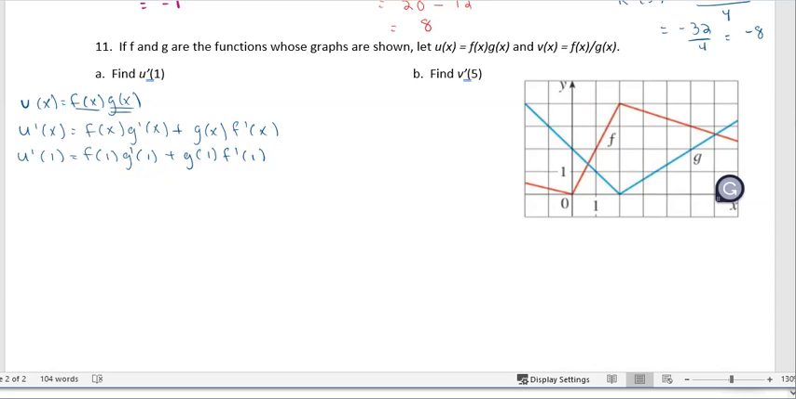So if we're looking at the derivatives, that's the slope, remember. And if we're looking at the f of and g of, that's the point. So f is our red, g is our blue. So we're looking for f of 1. So we're looking for our x value when f is 1. So that looks like we're going to get 2.